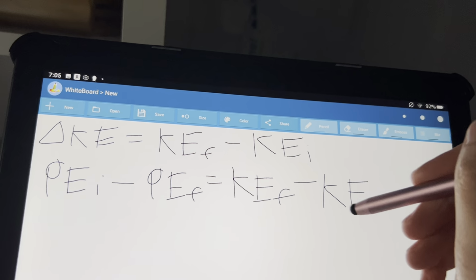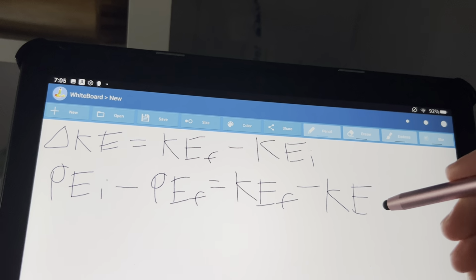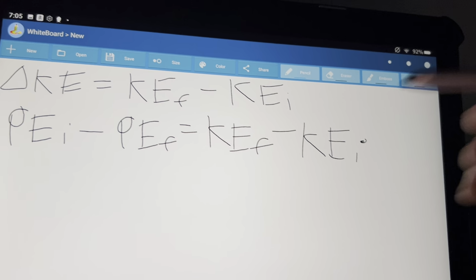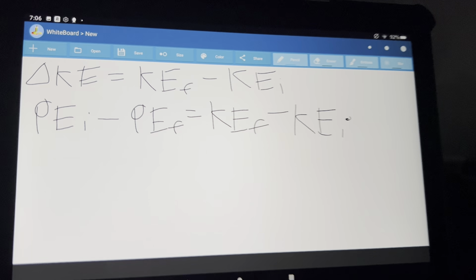Oh yeah, feel free to go back, and if you didn't think to do so, please screenshot the formula sheet that I made.